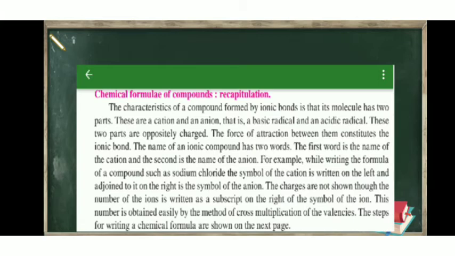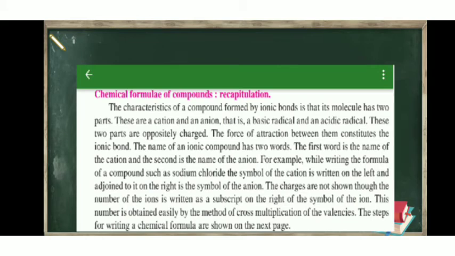For example, while writing the formula of a compound such as sodium chloride, the symbol of the cation is written on the left and adjoined to it on the right is the symbol of the anion. The charges are not shown, though the number of the ions is written as a subscript on the right of the symbol of the ion. This number is obtained easily by the method of cross multiplication of the valencies.